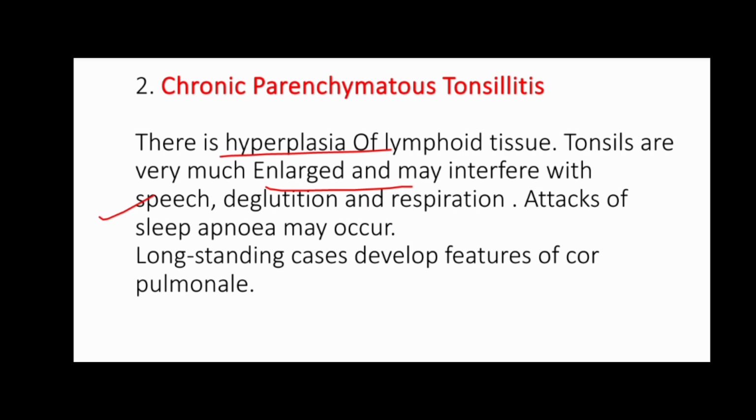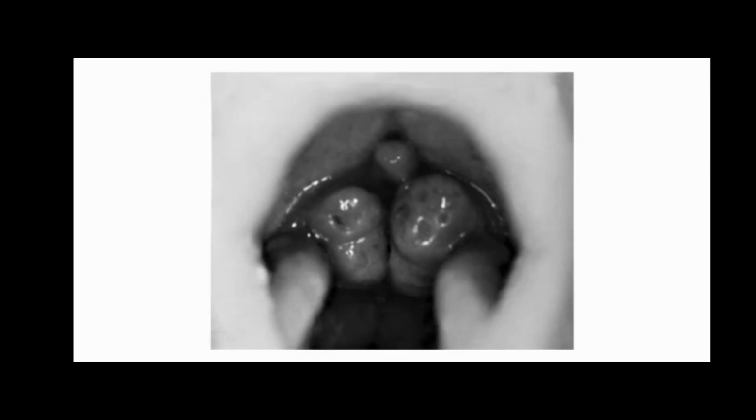So the enlargement of the tonsil leads to us not being able to speak properly, not being able to swallow food properly, and it interferes with respiration also. Attacks of sleep apnea may occur because it obstructs the air pathway. Long standing cases develop features of cor pulmonale. And coming here, you can clearly see the enlargement of the tonsils. So it obstructs the respiratory pathway, speech and deglutition.